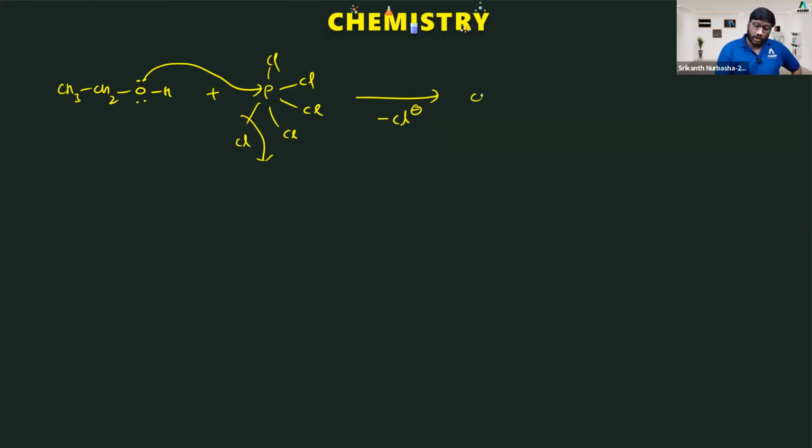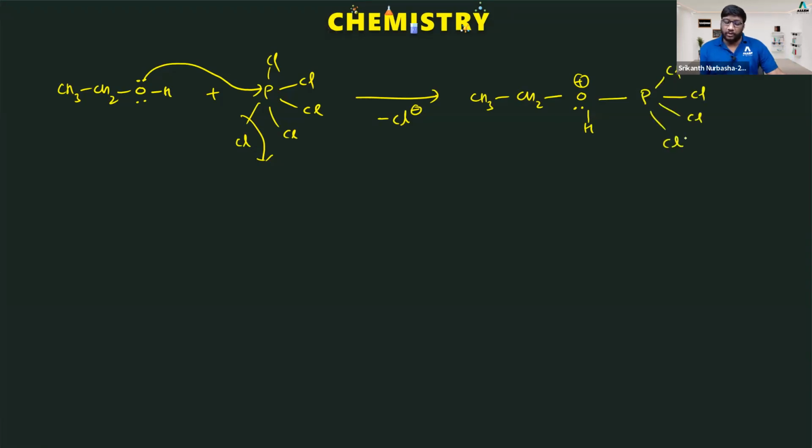So we'll have now what? CH3CH2. Oxygen we had 2 lone pairs earlier. Now oxygen will have only 1 lone pair. It will have a positive charge. The OH bond is going to be as it is, and oxygen is connected with phosphorus. Phosphorus is connected with 4 chlorines now. Now we have Cl minus which is present in the reaction mixture.